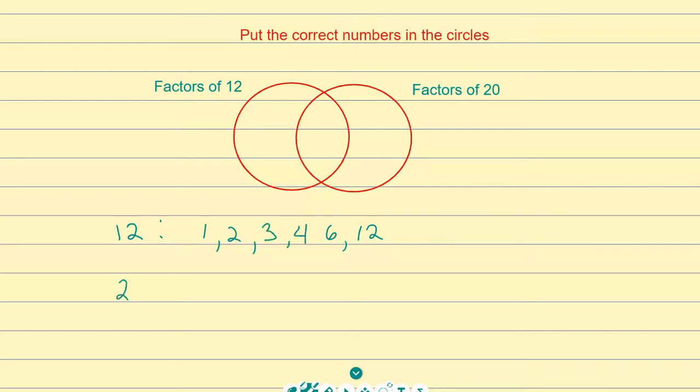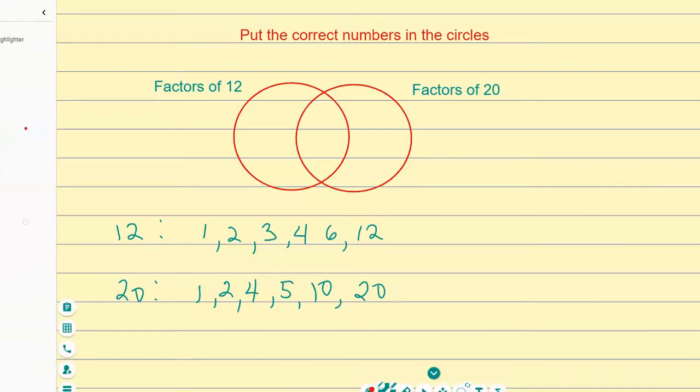Now these are the factors of 20. Start from 1 as well, and you have 20. 2 is a factor, so 2 times 10. And 3 isn't, but 4 is. So 4 times 5 is 20. And 6 isn't, 7 isn't, 8 isn't, 9 isn't a factor. And these are all the factors.